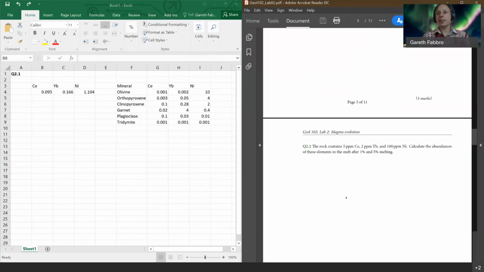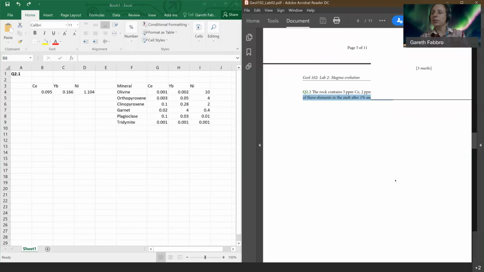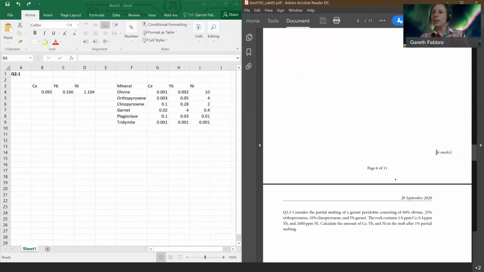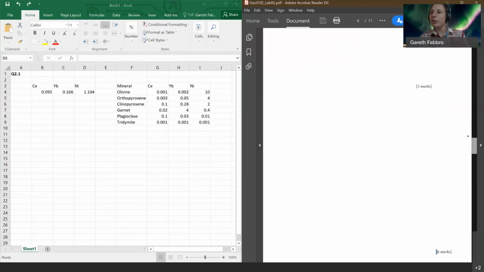So then for the next question, it says this rock contains 5% cerium, 2% terbium, and 100% nickel. So there's a rock with these values here. You want to calculate the abundance of these elements in the melt after 1 and 5% melting. I am sorry, I have not written this.